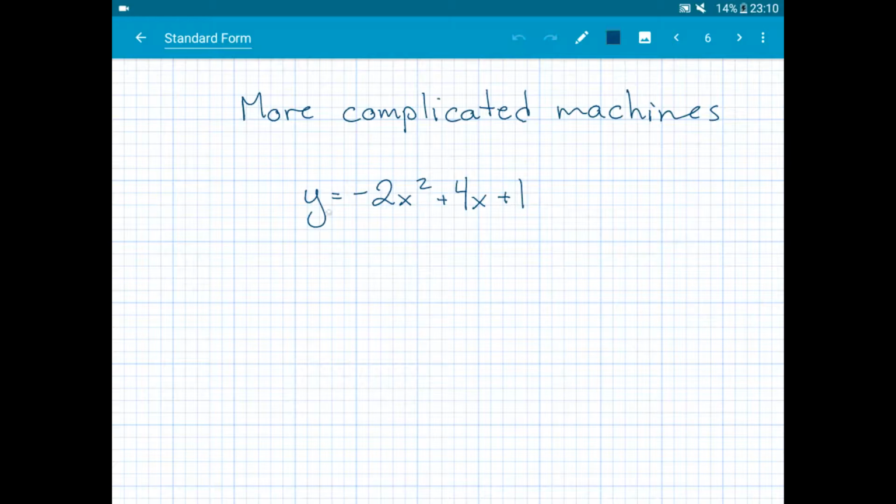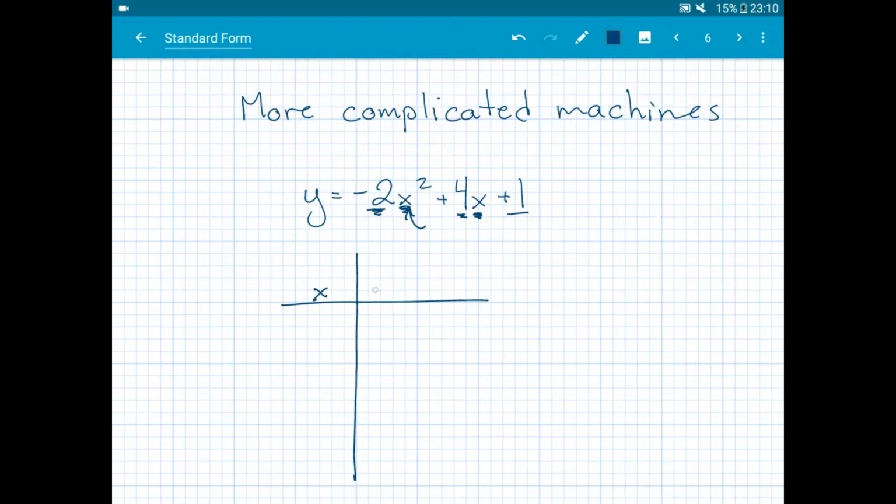Now, a more complicated machine might look like this, but really it's not all that different. All you want to realize is that this machine takes a number, multiplies it by itself, then multiplies that by minus 2, then adds that to the number times 4 plus 1. So as long as you follow BEDMAS, you're okay here. So for this one, let's make our input-output chart, or table of values. We've got x and y. y equals minus 2x squared plus 4x plus 1.